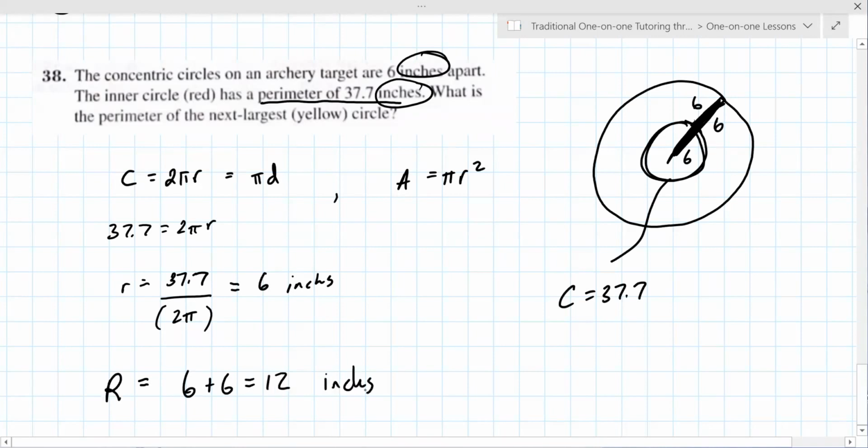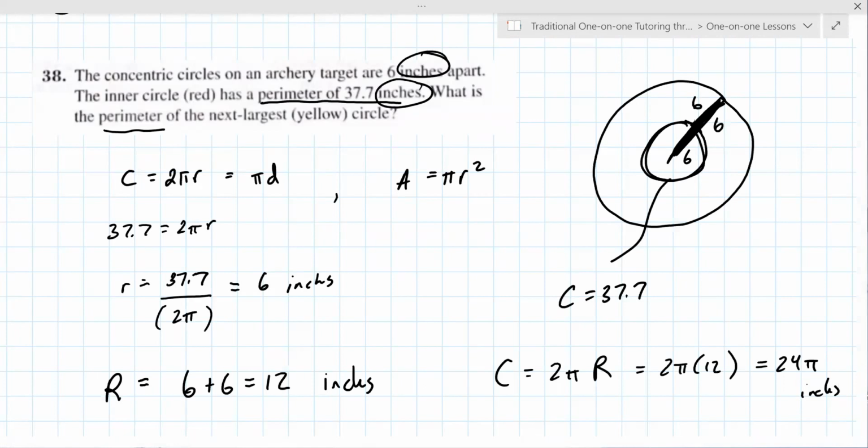Okay. So we want the perimeter, which is really the circumference of the other one. So the circumference is 2 pi times big R this time, which is 2 pi times 12, so it's 24 pi inches. You could multiply 24 times pi if you want. It's not necessary. It's up to you.